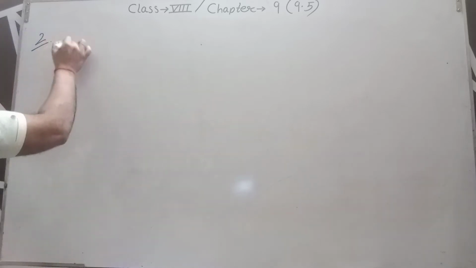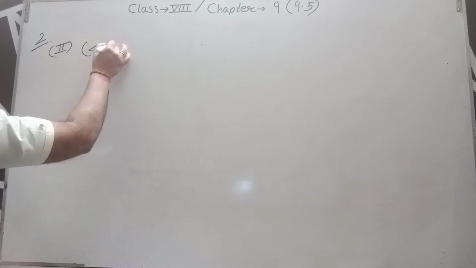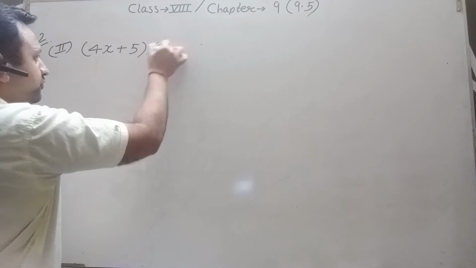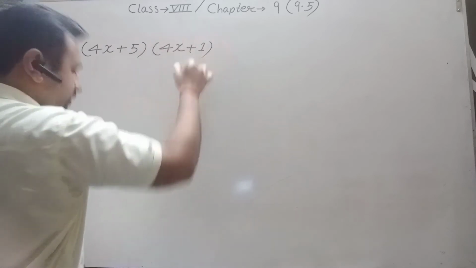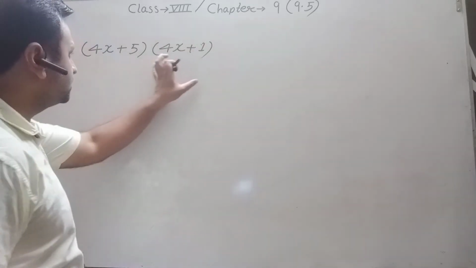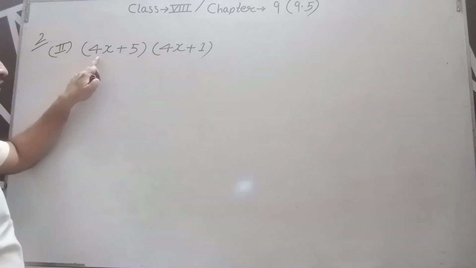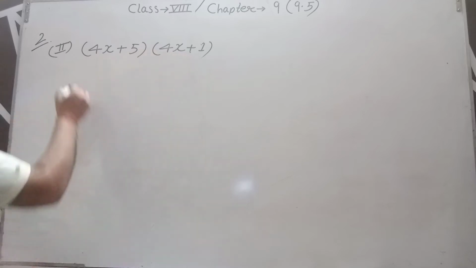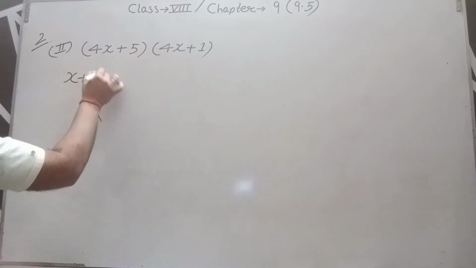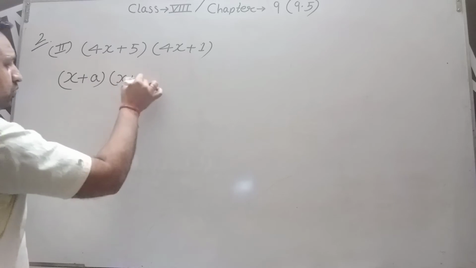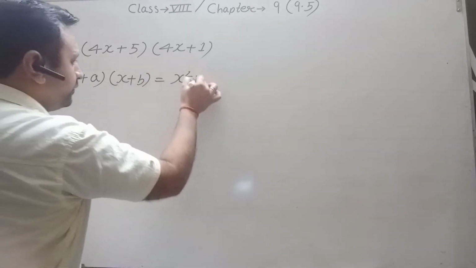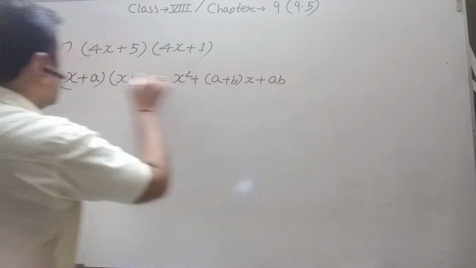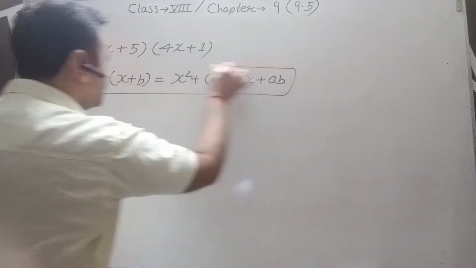In the second part, the first binomial contains 4x + 5 and the second binomial contains 4x + 1. We have to multiply this binomial by this binomial. In both binomials the first term is the same but the second term is different, so we can use the identity (x + a)(x + b) = x² + (a + b)x + ab. Write the identity in a box.